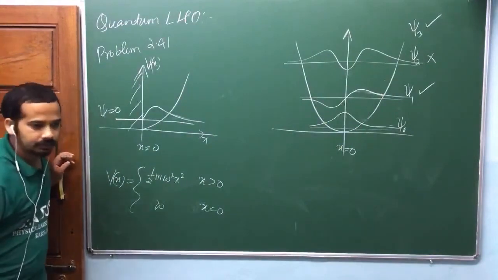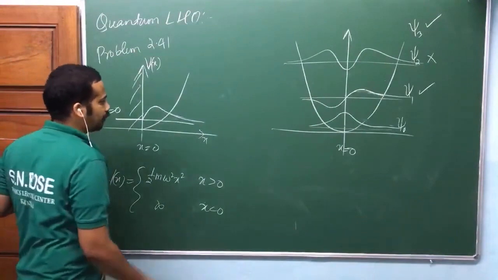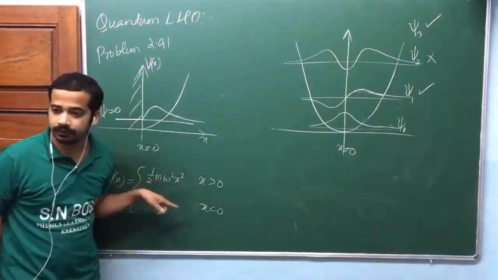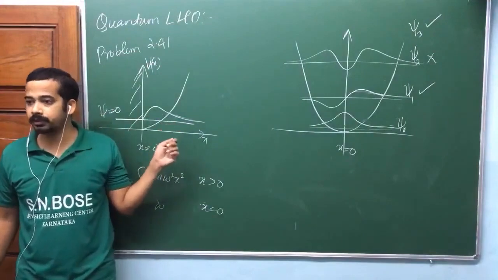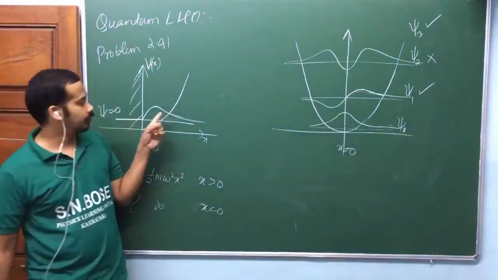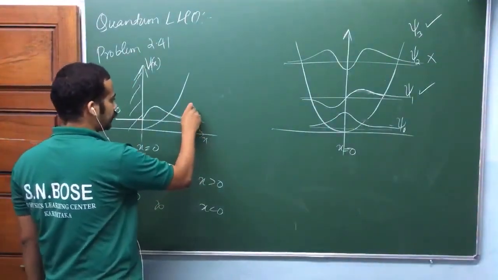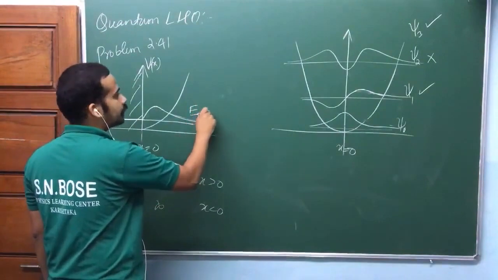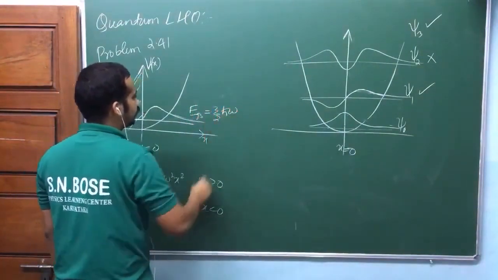Is that clear? Any question? Now this is the ground state of this one. What is the minimum possible energy? This state has the minimum possible energy; that is, the other state is not allowed here. So what is the energy for this one, psi 1? The ground state energy. What is the energy corresponding to psi 1? 3 by 2 h bar omega.